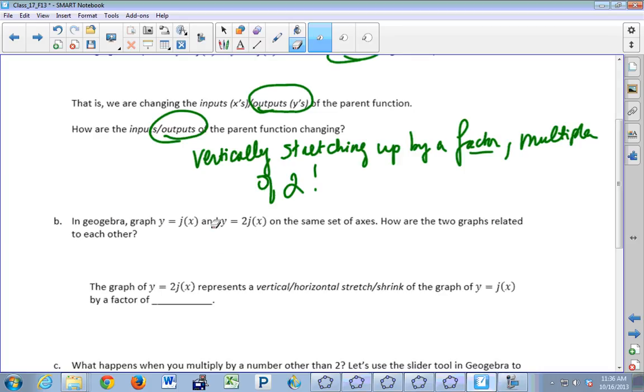Okay, so in GeoGebra, when we compare these two, how are they related? Well, the graph of 2 times j of x represents a vertical stretch of my original graph by a factor, or you could say multiplier if that's easier for you, multiplier of 2. Boom. It rises quicker, more quickly.